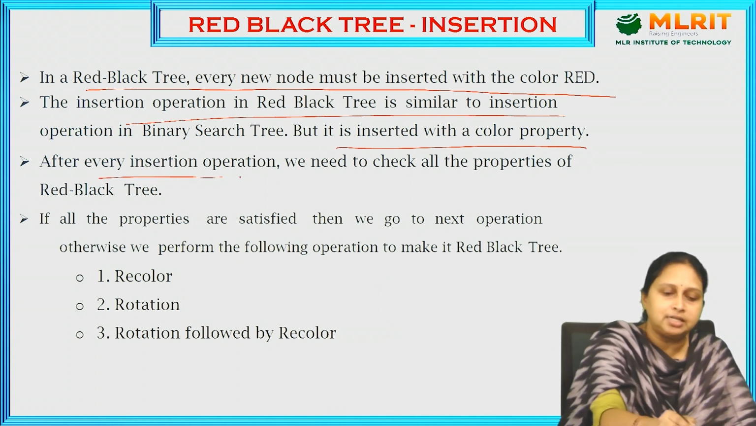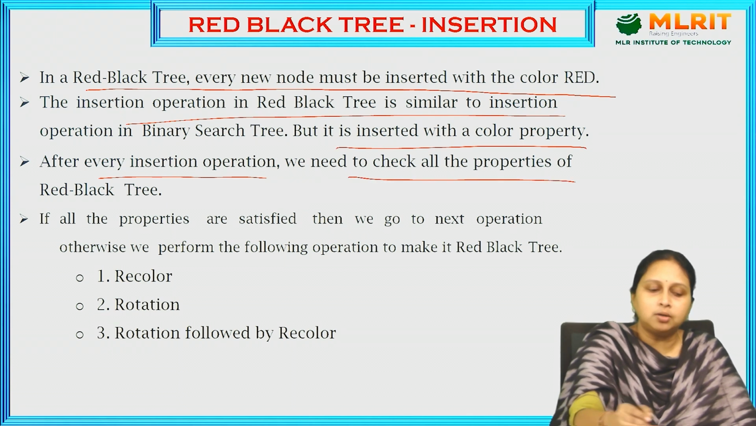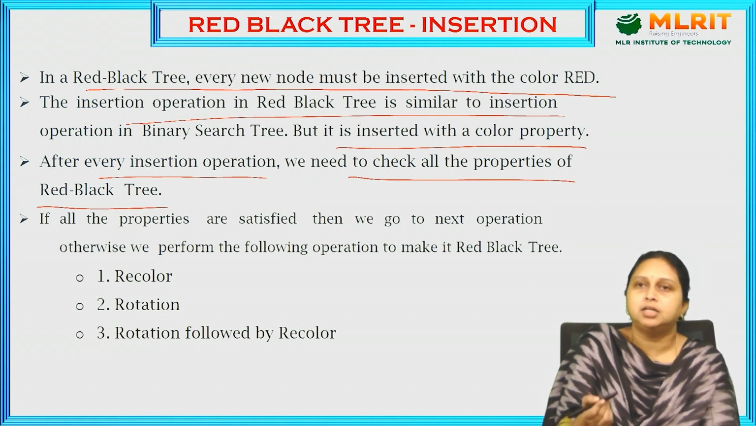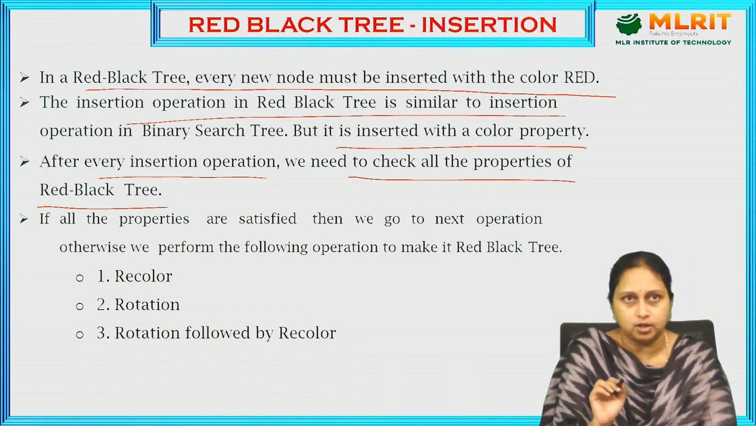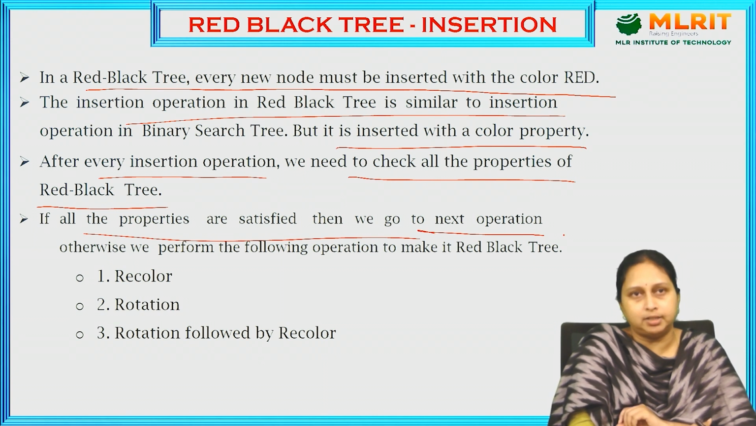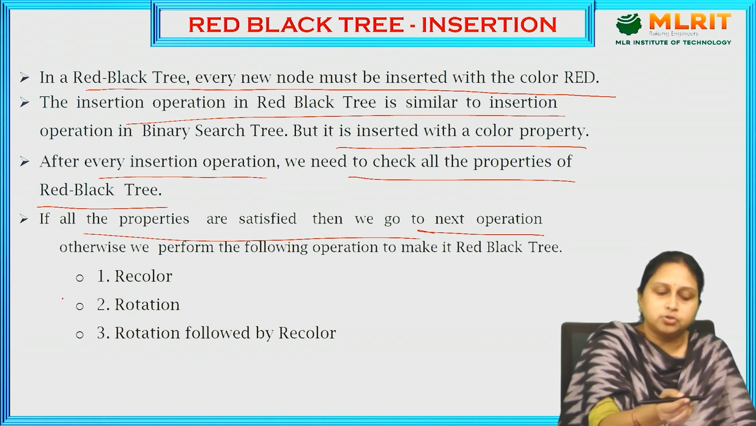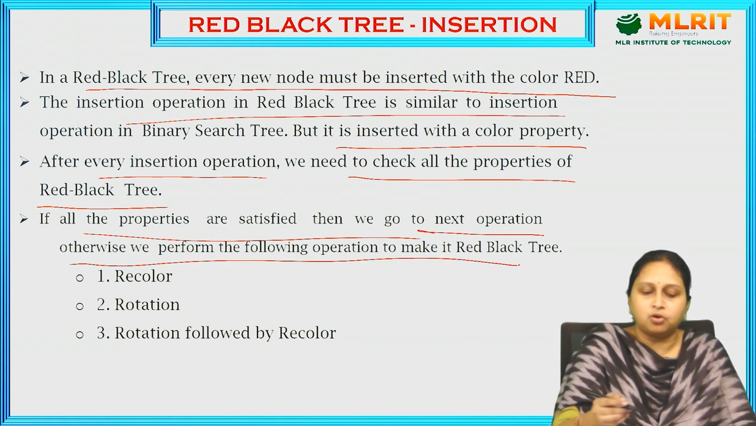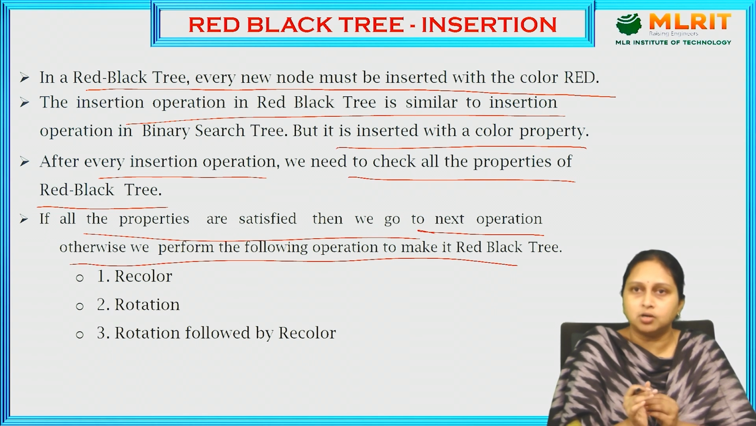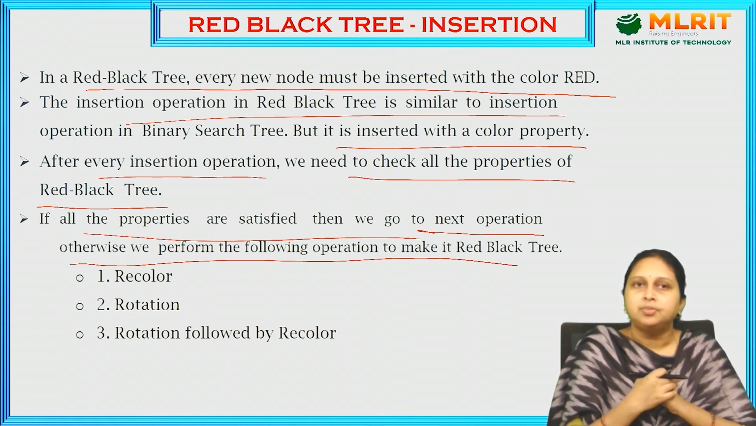And after every insertion operation, we need to check all the properties of the red black tree, right? After every insertion, we need to check whether it is satisfying the properties of the red black tree or not. If all the properties are satisfied, then we go to the next operation. Otherwise, we will perform the following operations to make it red black. If the particular conditions are not satisfied after performing insertion, then we will go with the other operations. What are those operations we will perform here?